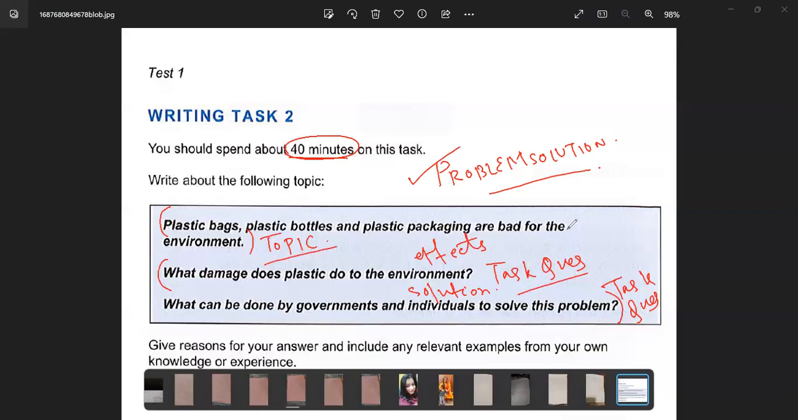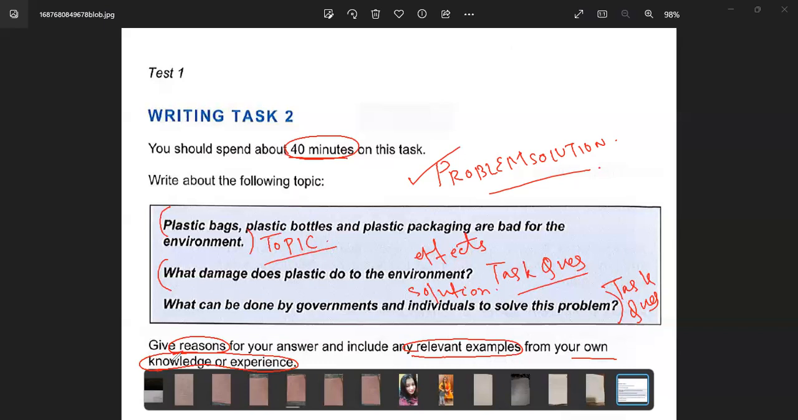Yeah, got it. The second thing, which is a little bit more important, is to look at this question: give reasons for your answer and include any relevant examples from your own knowledge or experience. Can you elaborate a little bit on this, whatever you understand from this statement or this sentence?